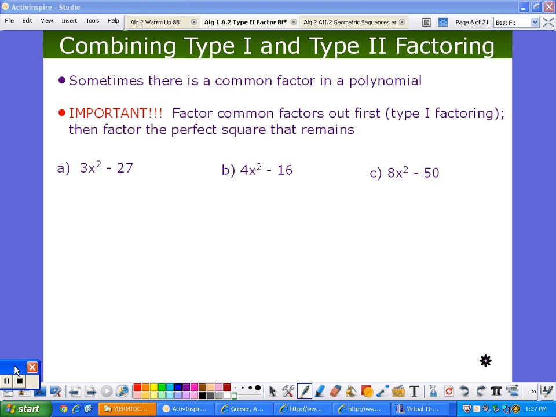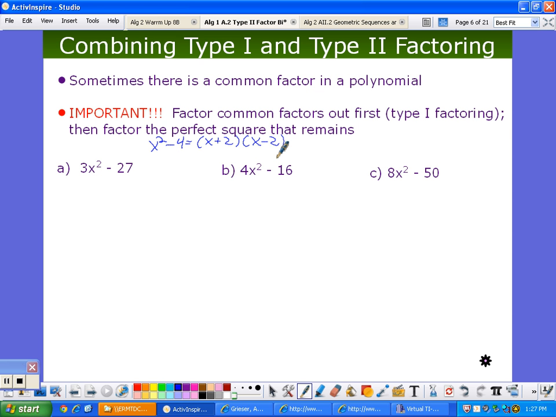Combine the type 1 and type 2 factor. Now let's remember what type 2 was. Type 2 was if you see a perfect square minus a perfect square, that's our bell ringer. We just break them apart. Now type 1 doesn't go away.